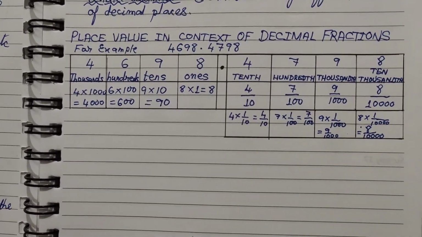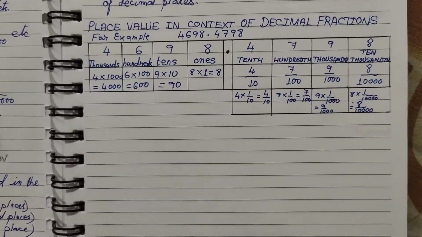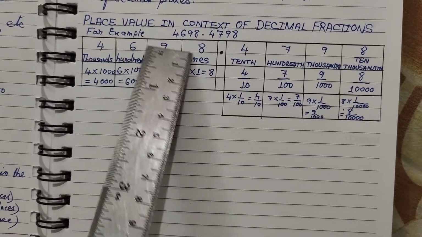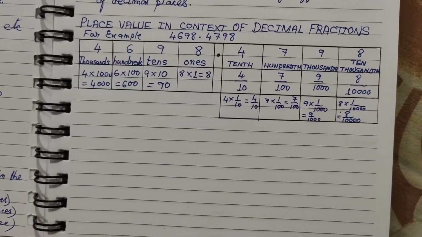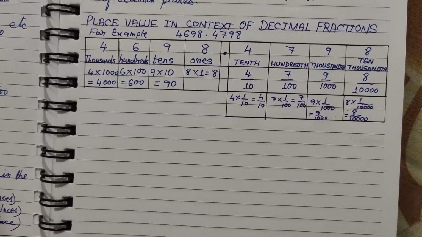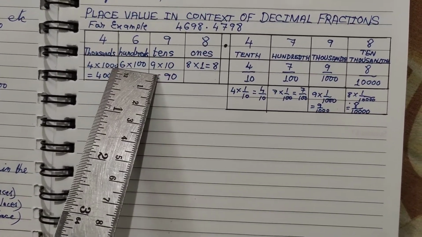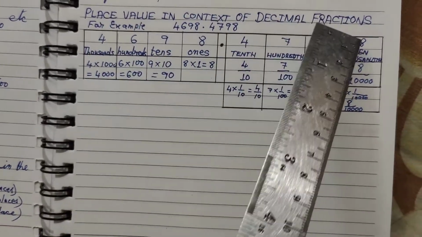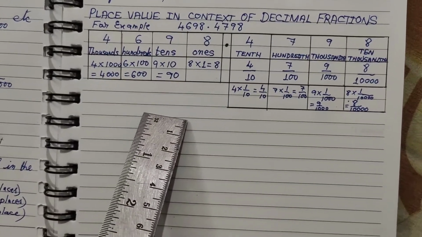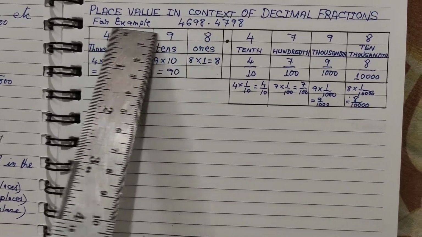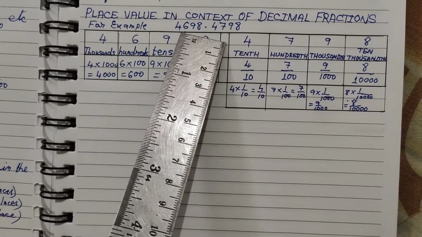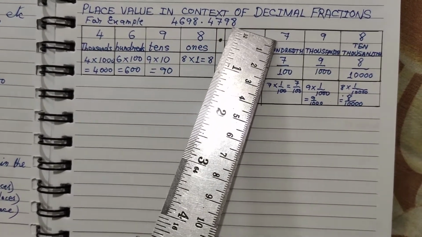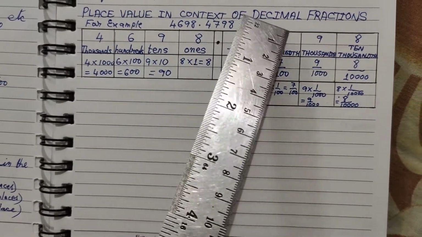Next very important thing that you need to know is the place value chart. Remember, we used to study the place value chart of whole numbers. Here also for decimals, we have a place value chart, or place value in the context of decimal fractions. Now for this, we have to choose one example. So I have chosen the example over here, 4698.4798. Okay, this is a decimal number.